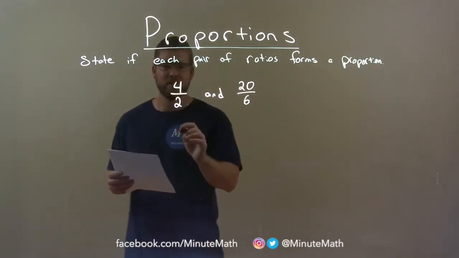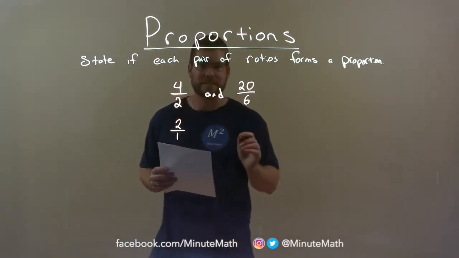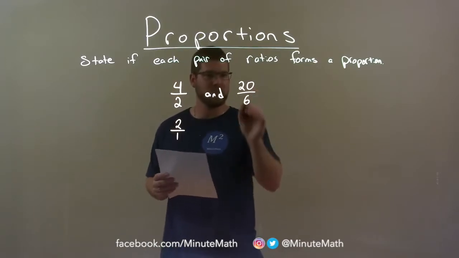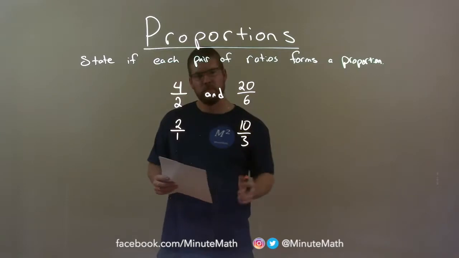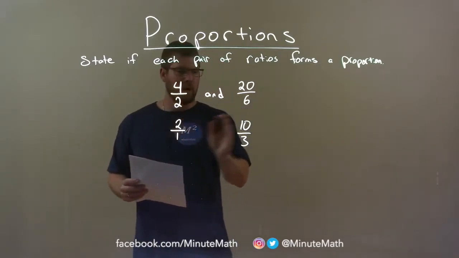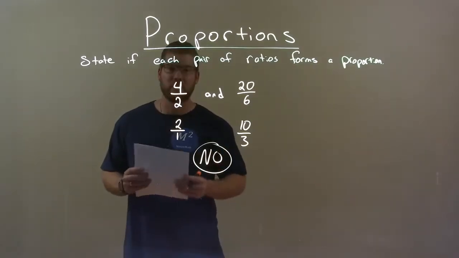So 4 divided by 2 is the same thing as 2 over 1, okay? 20 over 6, though, both are divisible by 2, okay? So we have 10 over 3. We cannot simplify that proportion anymore. 2 over 1 is not the same as 10 over 3, and so this answer is no.